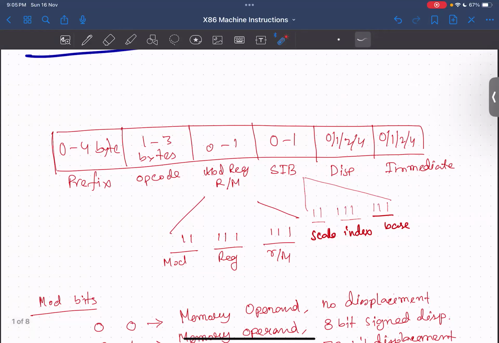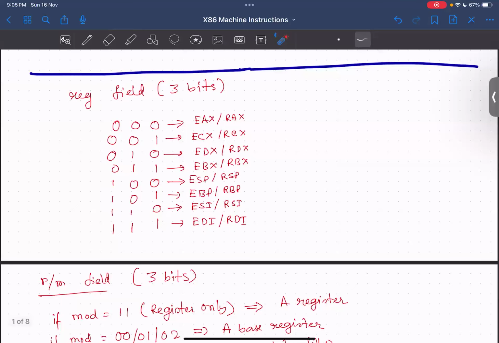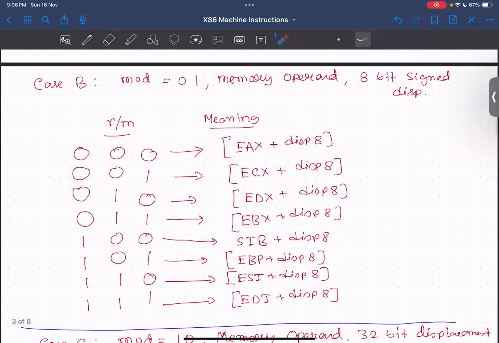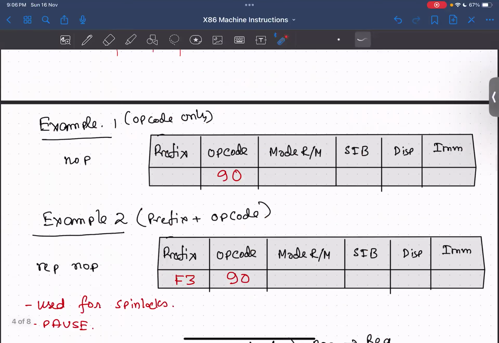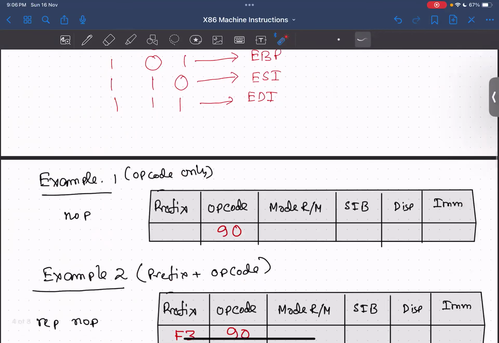Okay, so having said that, let's try to look at different examples. As I said, these are optional bytes, so we'll utilize different portions of this x86 machine instruction. So let's start with the easiest of the easiest, where you only have an opcode, which we also discussed in part one of this crash course, right?